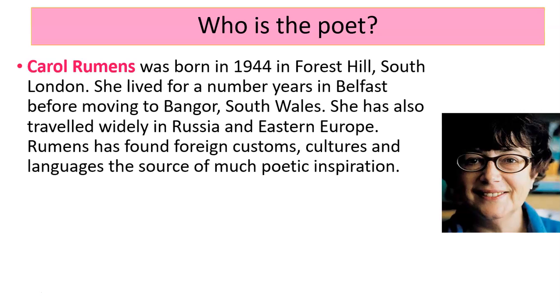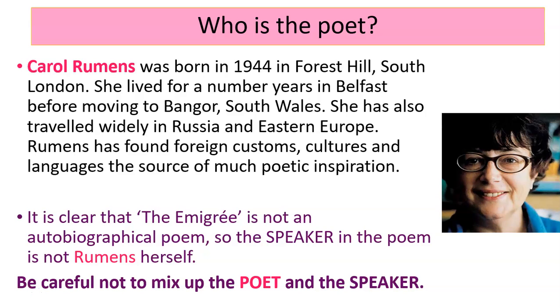So, as I mentioned, her name's Carol Rumens, and she was born in 1944 in South London. She's also lived in Belfast, she's lived in South Wales, she's travelled in Russia and Eastern Europe. Now, you might already be realising from this information that the story of the Emigree is not actually Carol Rumens' story. So the situation that we read about in the poem is not actually the poet's own first-hand experience. She's taking on the persona of the Emigree. She's taking on a kind of imaginary role in the poem because it's not a poem about her own life. So it's not an autobiographical poem.